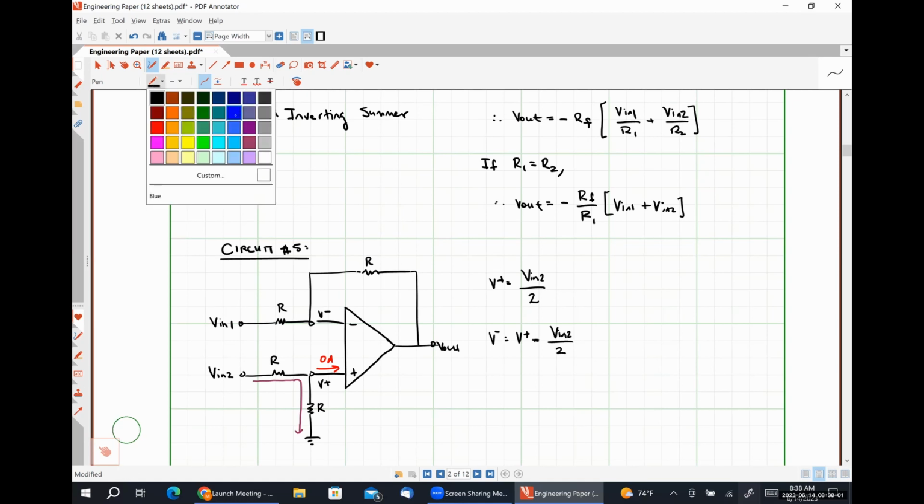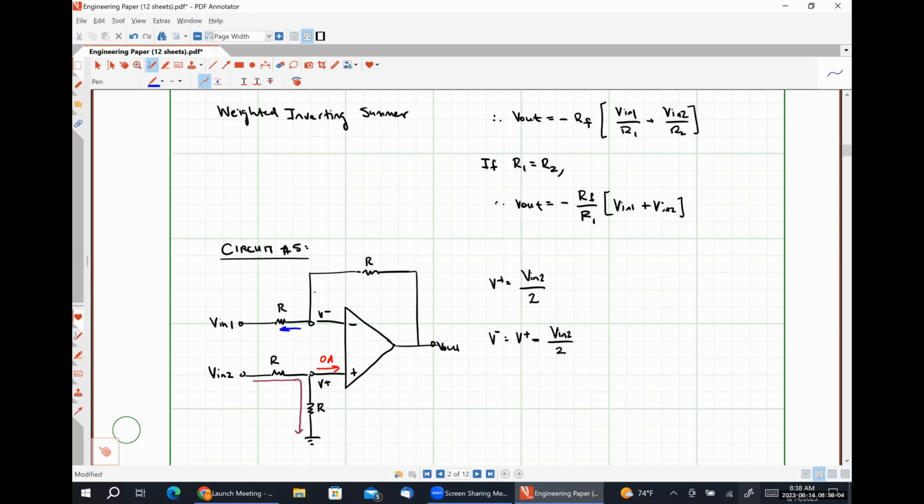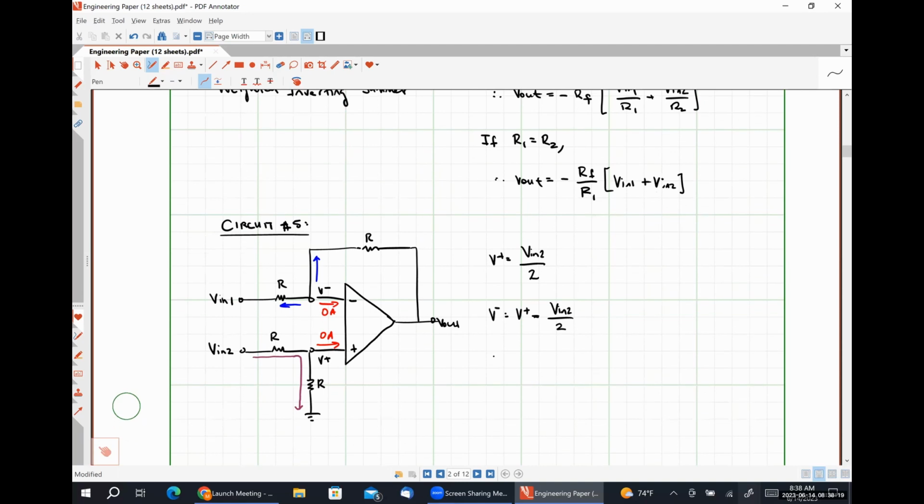And now we're going to apply Kirchhoff's current law here at this node, with the understanding that the current here is 0 amps. And so what we're going to get is (V minus minus VN1) divided by R plus (V minus minus V out) divided by R is equal to 0.